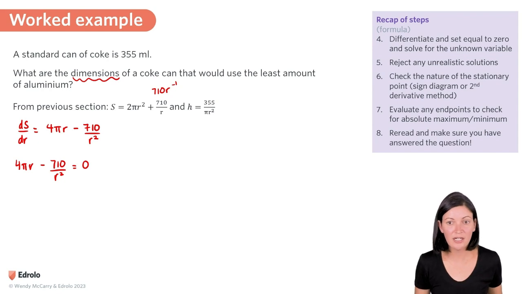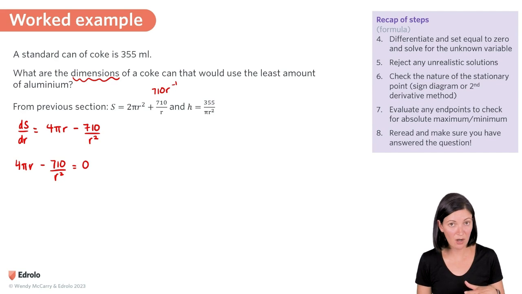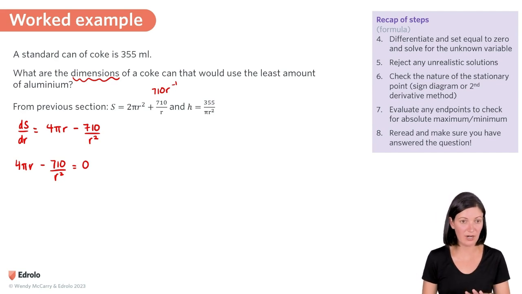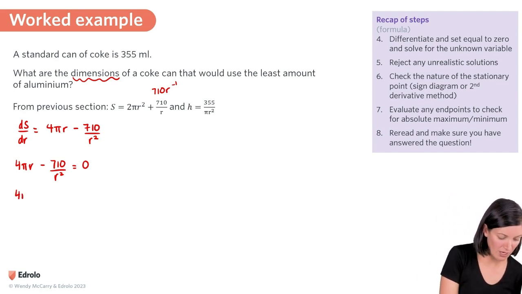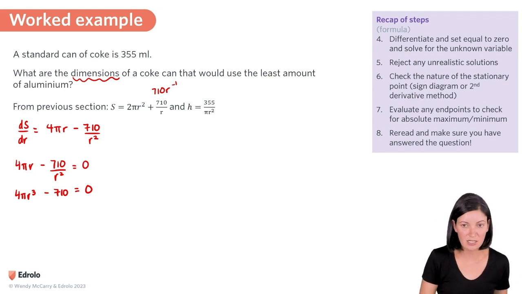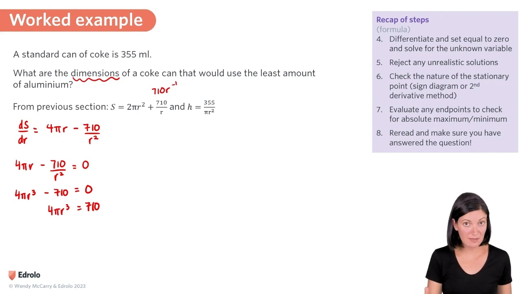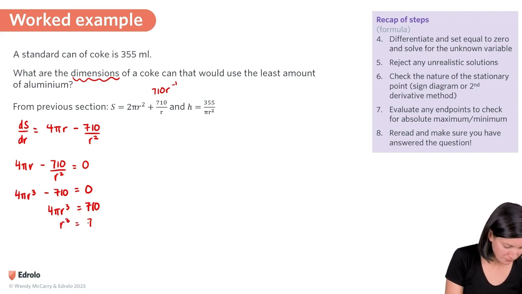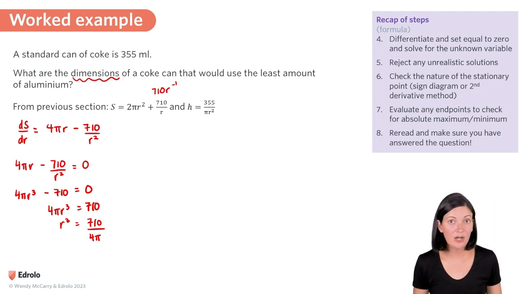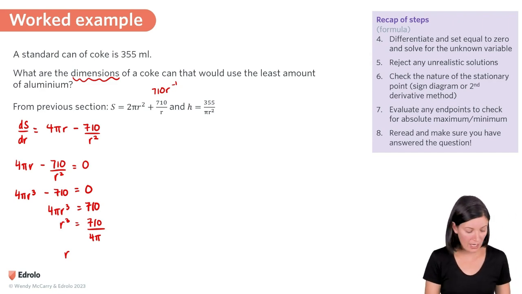So for this question, in order to solve for r, I would first multiply everything by r squared to get rid of that fraction. So I end up with 4 pi r cubed minus 710 is equal to 0. I'm going to add 710 to both sides. I'm going to divide both sides by 4 pi. And then I'm going to find the value of r by taking the cube root of 710 over 4 pi.